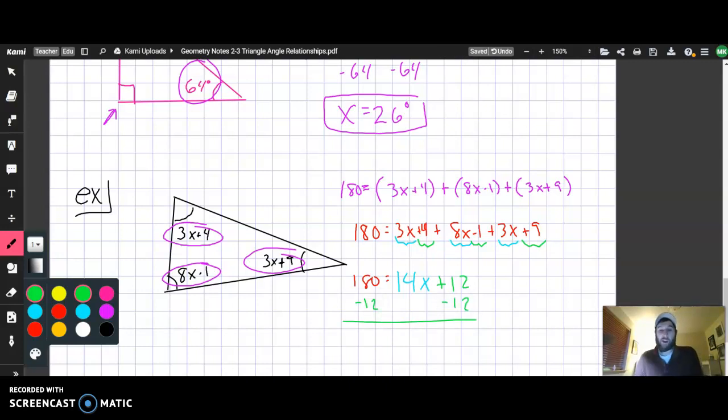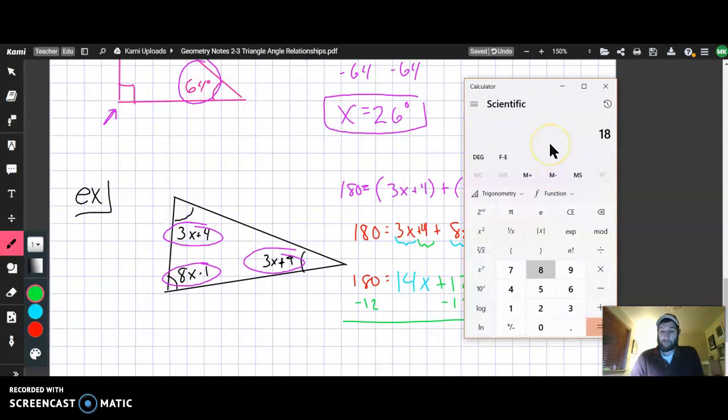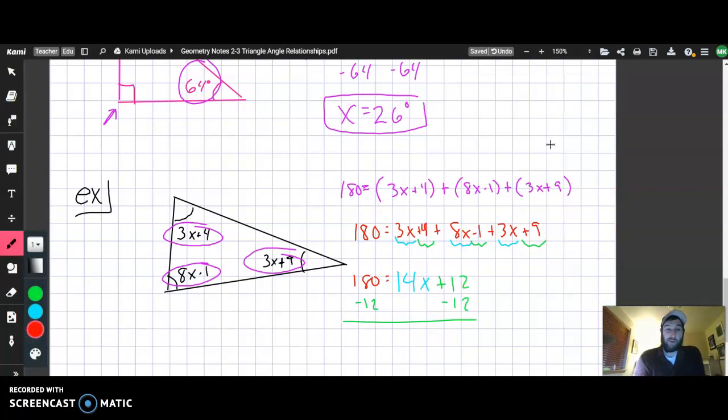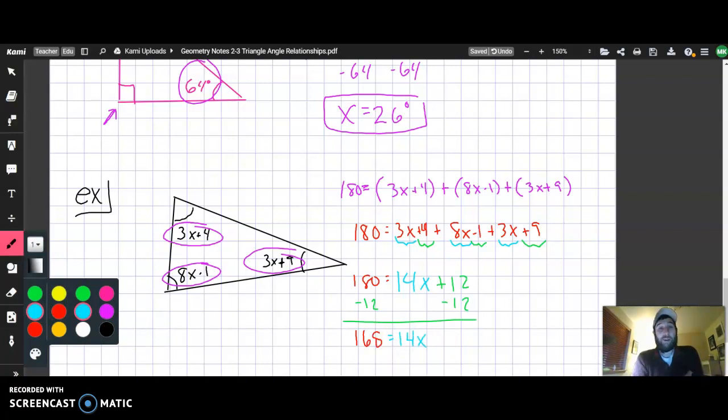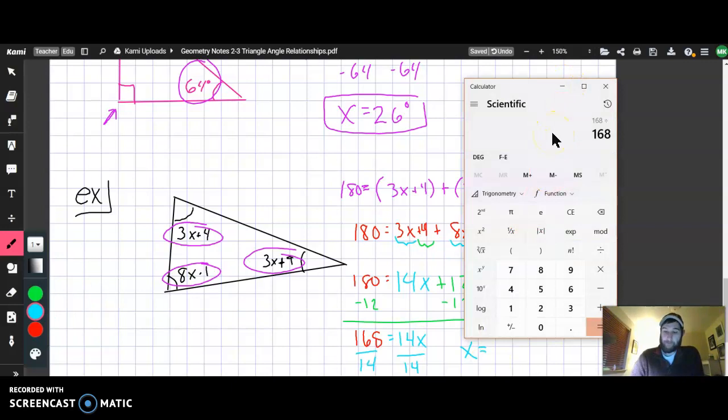180 minus 12. Calculator genius. 168. No reason not to be safe there. 168 is now equal to our 14x. And in order to get x by itself, we want to take care of our division. Division undoes the multiplication, so divide by 14, divide by 14, and that should equal 12 if my memory serves right. So our value of x is equal to 168 divided by 14, which does indeed equal 12.